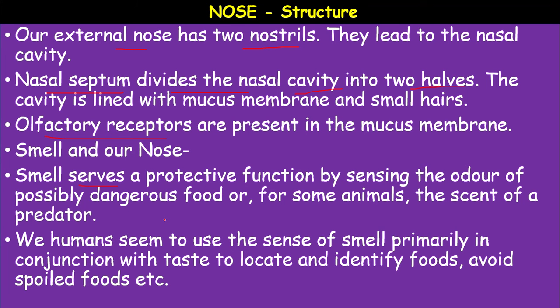Not only the good or favorable smells, like good perfumes, can you sense. Even some dangerous odors we are able to sense with the help of the nose. We human beings use the sense of smell primarily in conjunction with taste to locate and identify foods and avoid spoiled foods. We avoid spoiled foods due to the presence of this beautiful sensation.